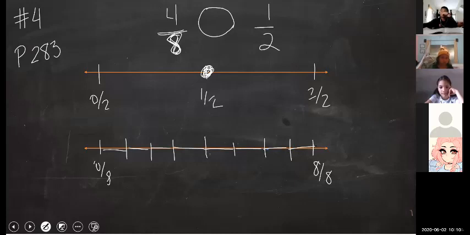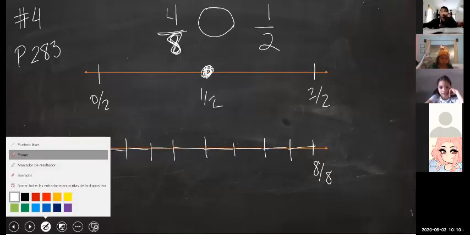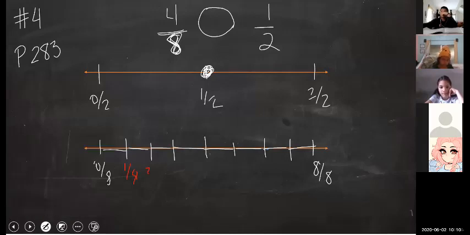1, 2, 3, 4, 5, 6, 7, 8. I divide it in 8 equal parts. It's supposed to be equal. Okay, now let's write it. The first is 1/8, 2/8, 3/8, and here we are at 4/8. Okay, let me stop here.